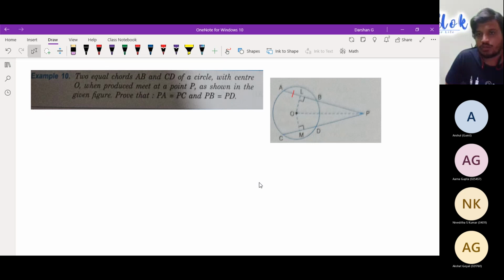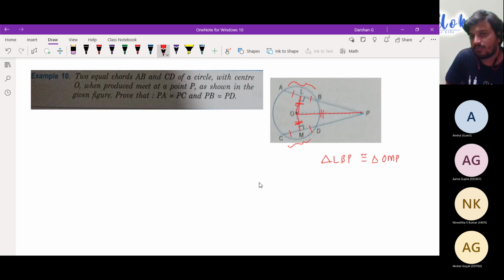So we know AL is equal to LB. We also know CM is equal to MD, and we also know overall CD is equal to AB. So these are all the things we know. We have anyway drawn a perpendicular here. So we can prove that triangle LBP is congruent to triangle OMP. We can prove it by taking the common side, and we can also tell this is the distance.